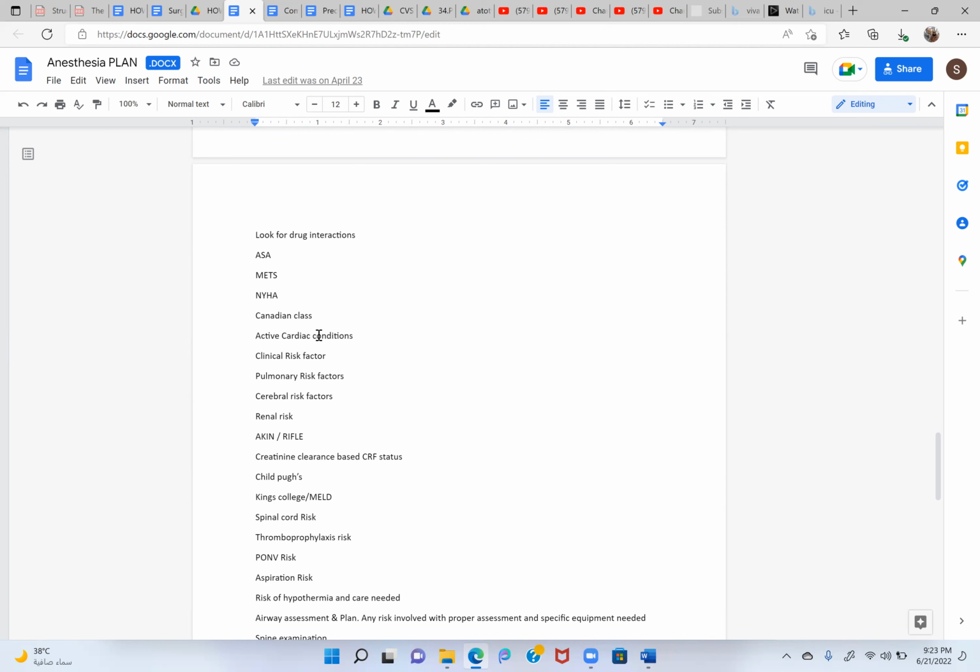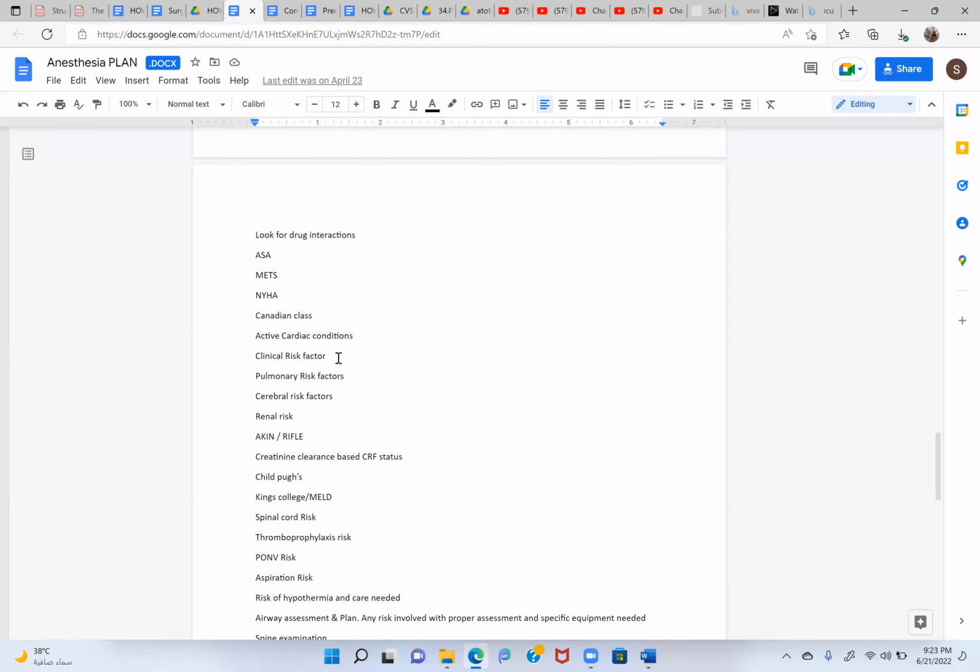Okay. And this other active cardiac condition is, like, you have decompensated heart failure. Or you have active angina, unstable angina. Or there is severe valvular heart disease, or there are severe, significant arrhythmias. So that will be in active cardiac conditions. You will not do any elective surgery if there is an active cardiac condition.